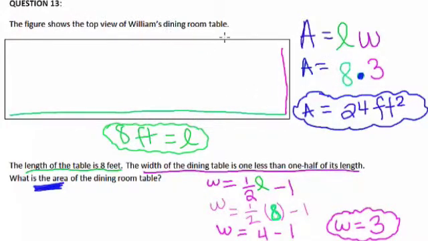So question 13 shows you a picture of a rectangle, and it says, the figure shows the top of William's dining room table. And all you're given is this big rectangle with no measurements. The rest of the question says the length of the table is 8 feet. The width of the dining table is 1 less than 1/2 of its length. What is the area of the dining room table? Now, this problem seems really tricky because it doesn't look like we have any of the dimensions.